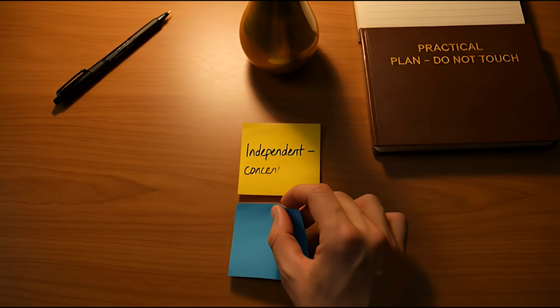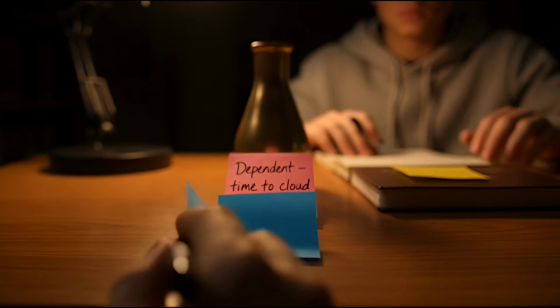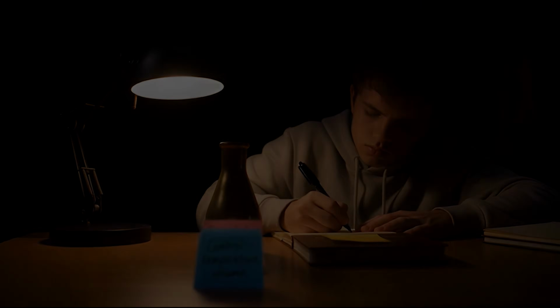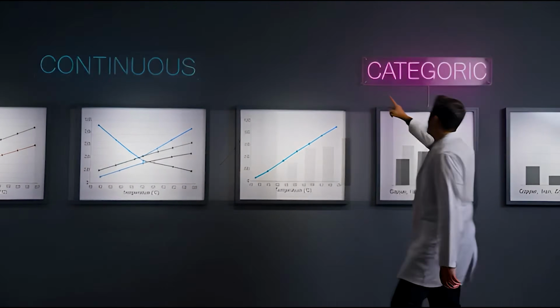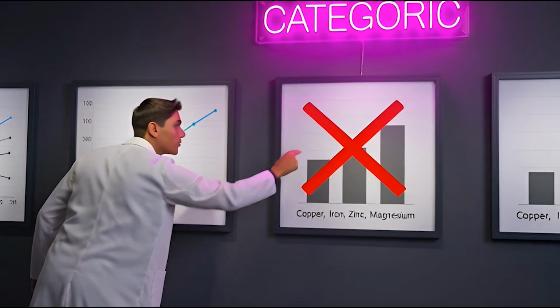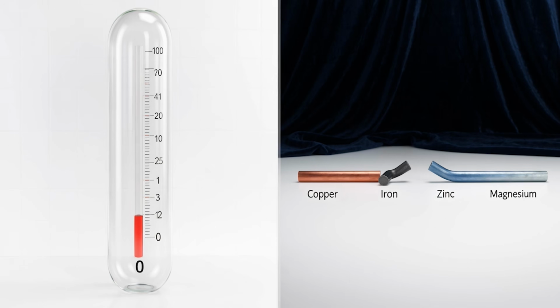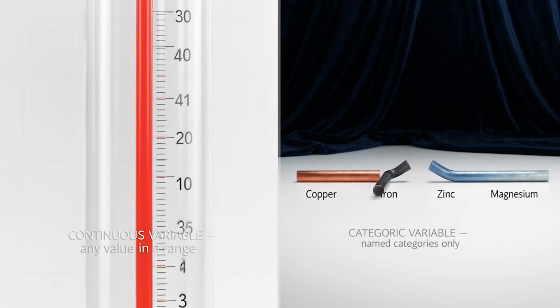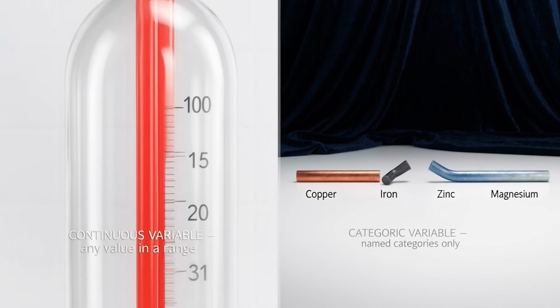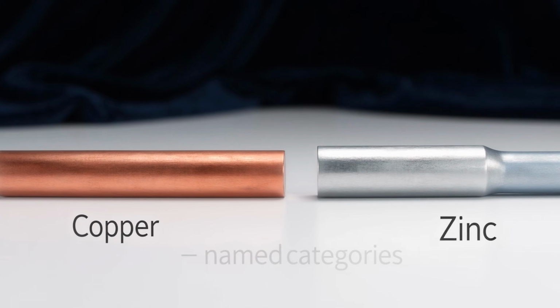List your variables before your method. Independent, dependent, control. Simple, powerful. Line graph or bar chart? The answer is in your independent variable. Continuous or categoric? Continuous variable, any value possible. Categoric, named groups only. That decides your graph.